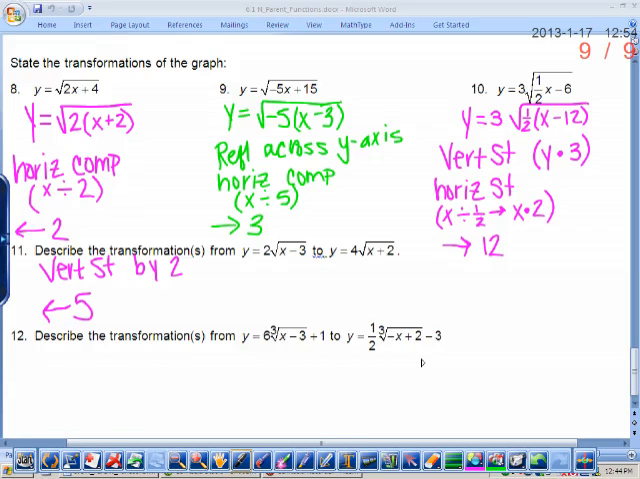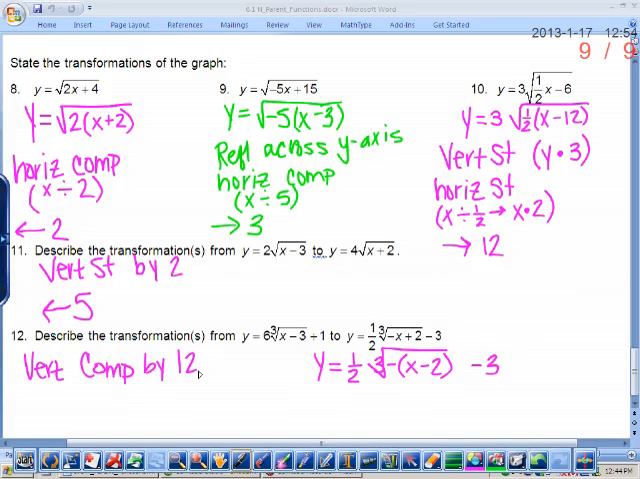Okay, can I have your attention back, please? Moving horizontally, so you can move it over the y. Okay, so when I rewrite this, I'm going to rewrite it as y equals 1/2 times the cube root of negative x minus 2 minus 3. All right, how do I go from 6 to 1/2? What do I have to do to the 6? Divide by 12, which is going to be a vertical compression by 12. Because 6 divided by 12 gives us the 1/2.